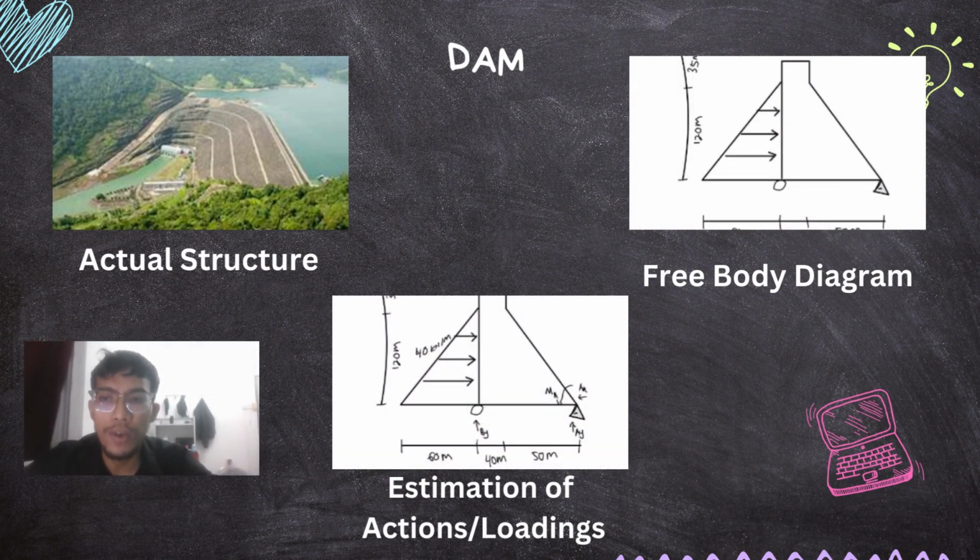Hi, my name is Muhammad Arif Daniel bin Rizwan. My matric number is 220090. I'm going to present about a dam. I have typed dam Tasik Kenyir. I just took a picture from Google. I also drew a free body diagram and estimation of actions or loadings.